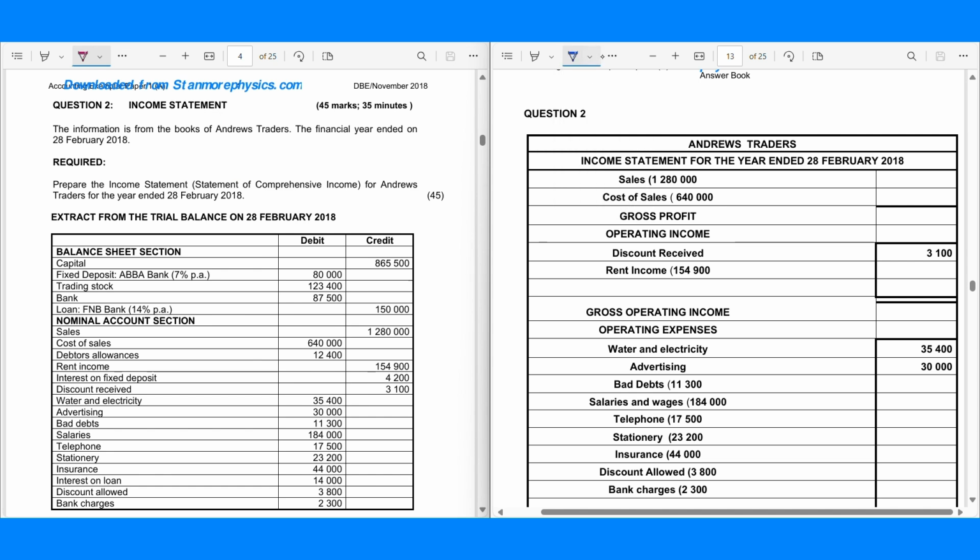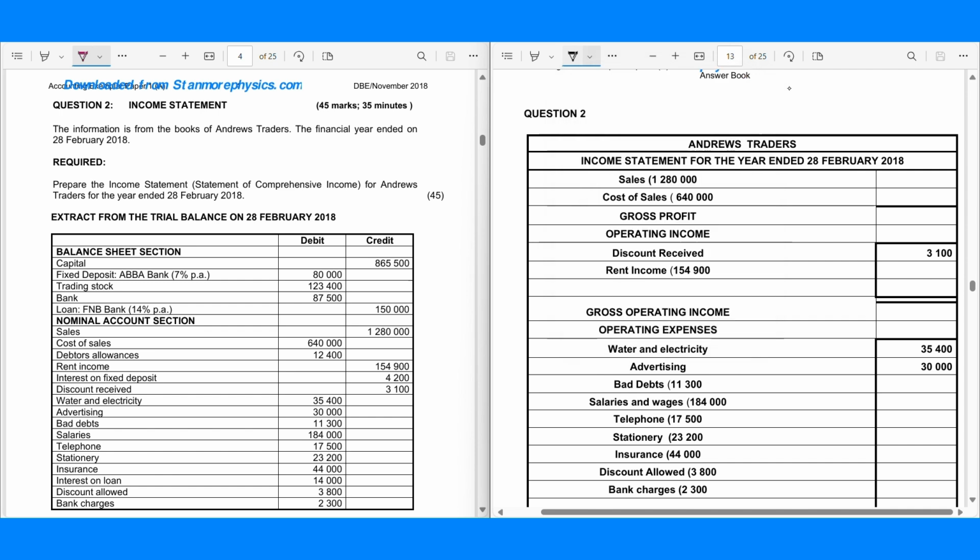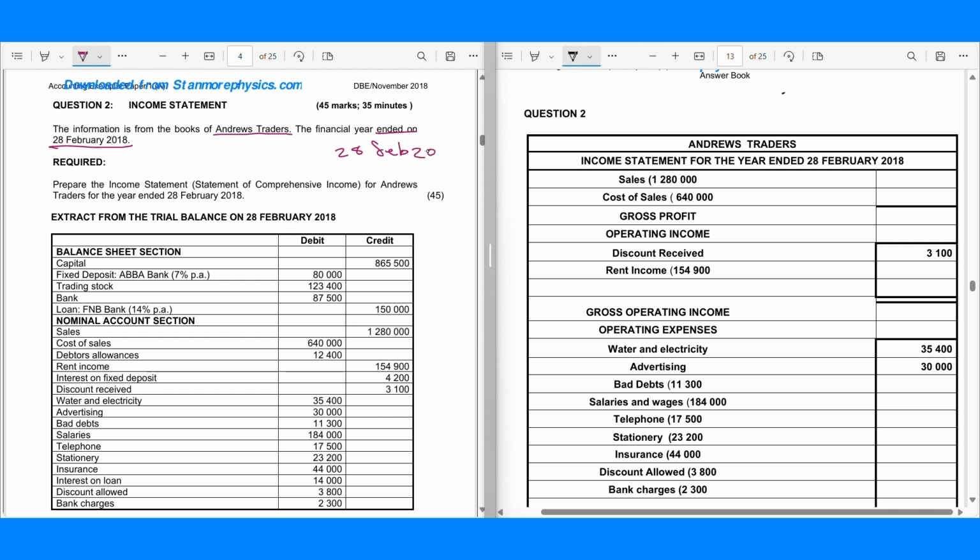So that's what is going to happen today. They are saying the information is from the books of Andrews Traders. The financial year ends on 28 February 2018. So it is very important, I always tell you this. You must know when your financial year ends and when it starts: plus 1 month, which will be 1 March, minus 1 year, 2018 minus 1 year, 2017. This is how you always do it, guys.